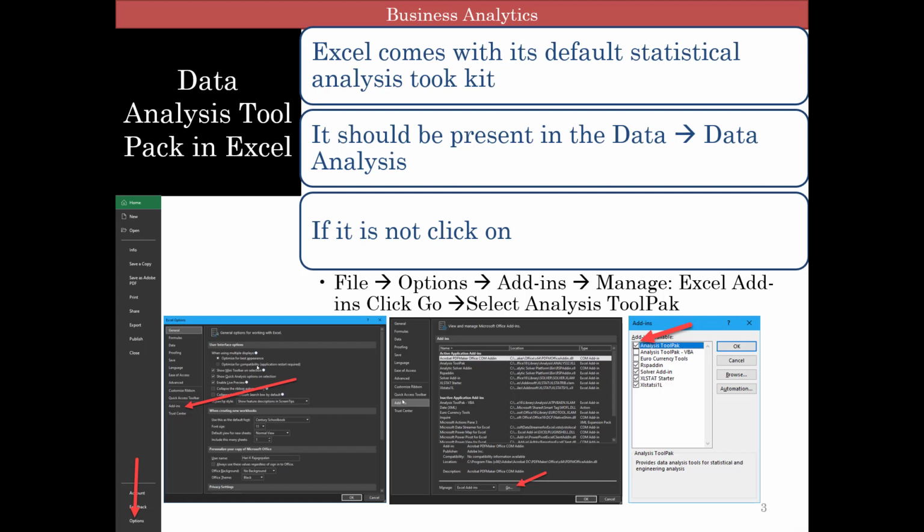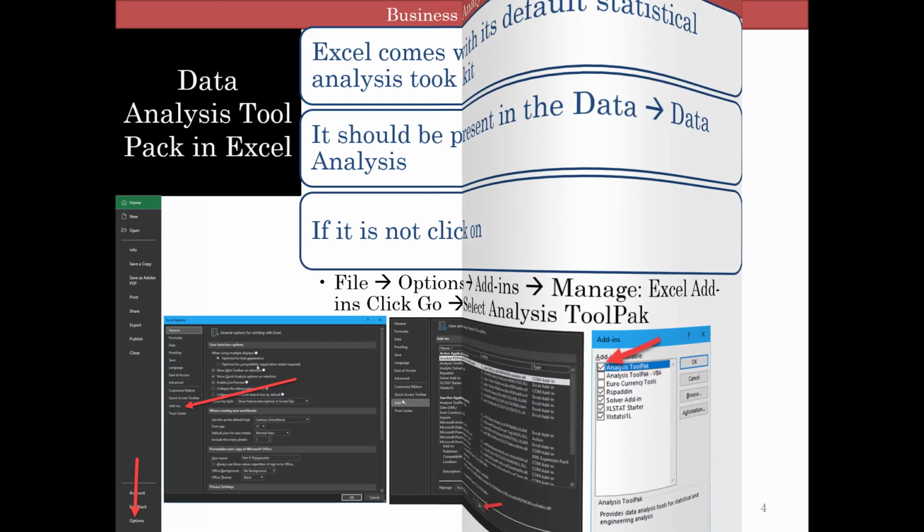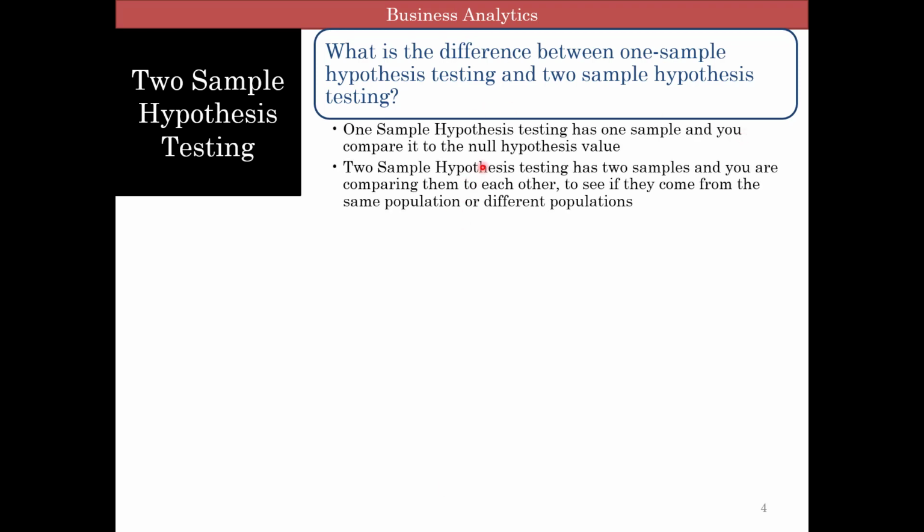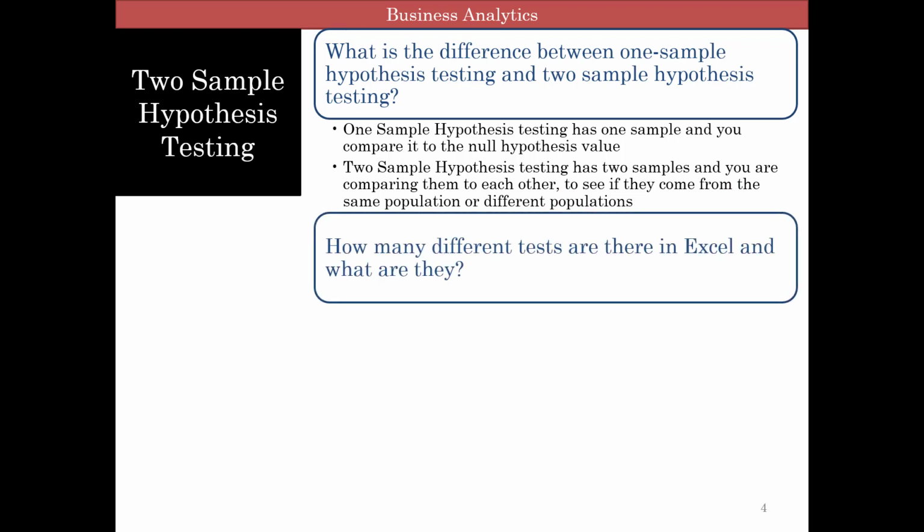So once you have that, you have the access to the statistical tool pack. Now let's talk about two sample hypothesis testing. As I mentioned before, in one sample hypothesis testing, you take a sample and you compare it to the null hypothesis value. In a two sample hypothesis test, you take two samples and you're comparing them to each other to see if they come from the same population or from different populations.